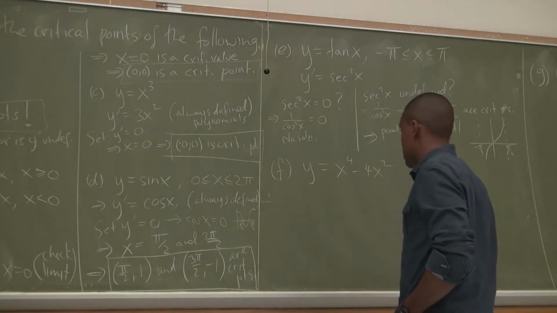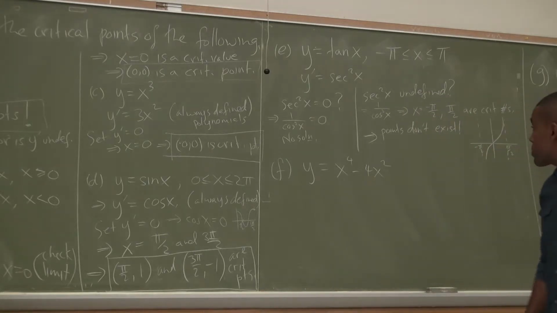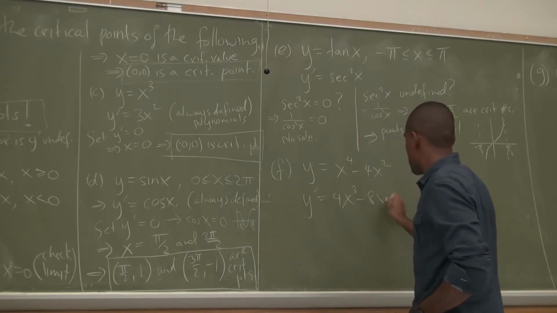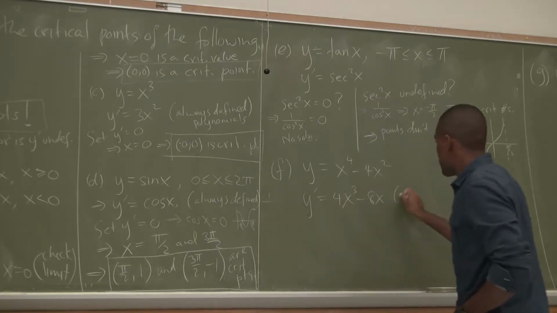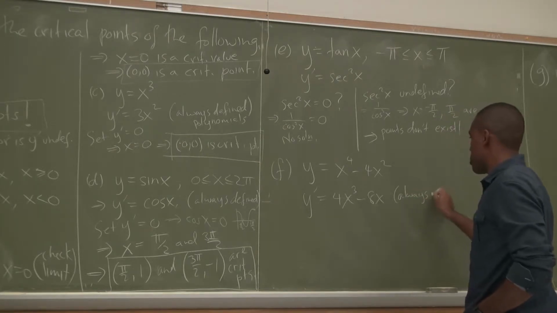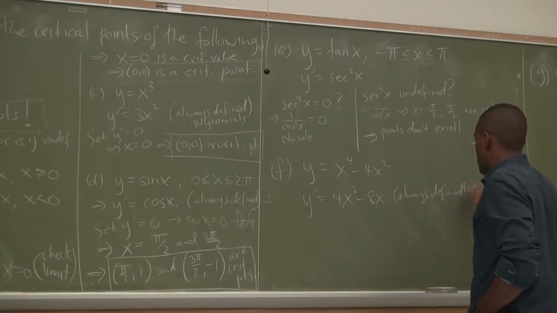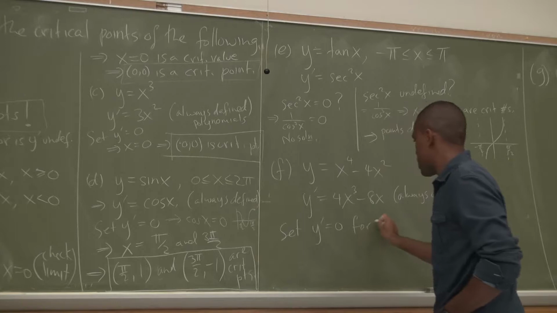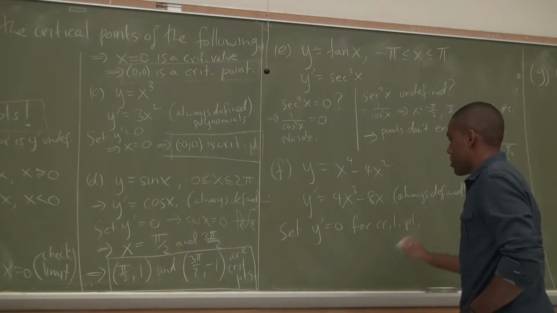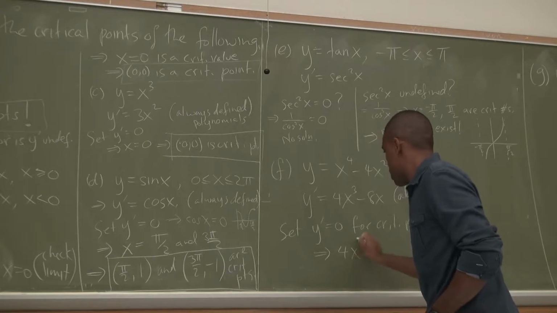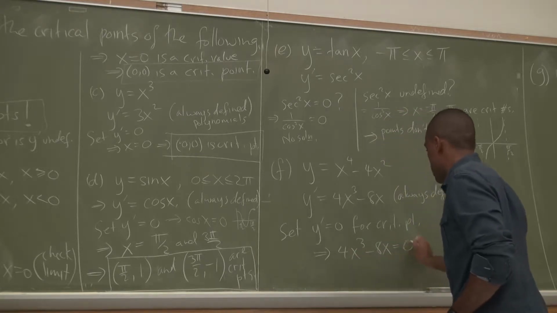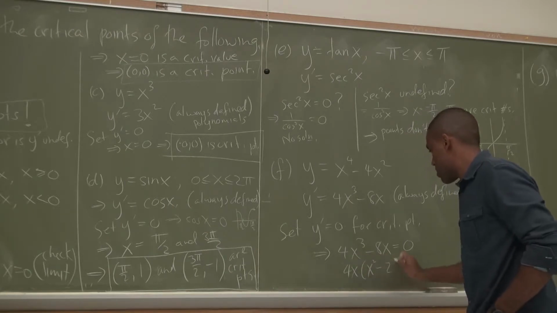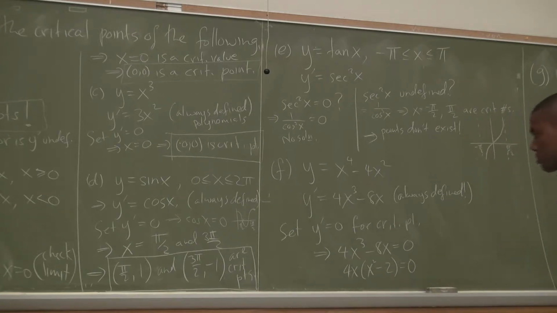Okay, Randy, how do you do this one? So y prime is 4x cubed minus 8x, and the roots are 0, radical 2, and negative radical 2. It's always defined, so you don't even check where it's undefined. It's a polynomial. So we set y prime equals 0 for critical points. This means that 4x cubed minus 8x equals 0. You would factor out 4x. We get x squared minus 2 equals 0.